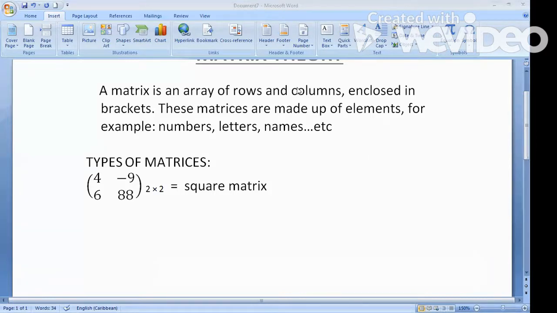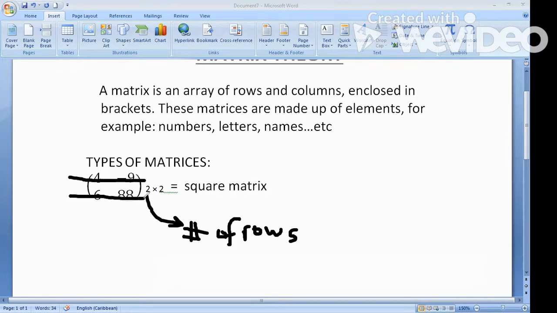All right, so we call it a 2 by 2 matrix. Now, what does this 2 mean? This 2 represents the number of rows. So basically this is telling you that this matrix has how many rows? 2. Those are the rows. The rows go across. So the first number tells you the number of rows. What do you think the second number tells you?